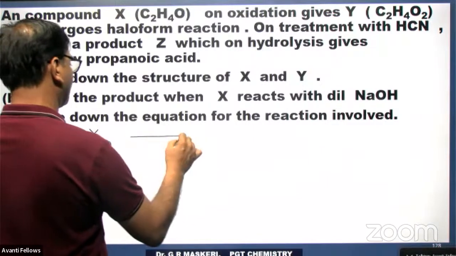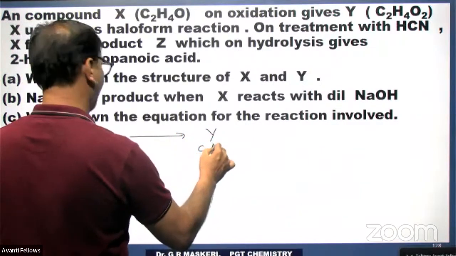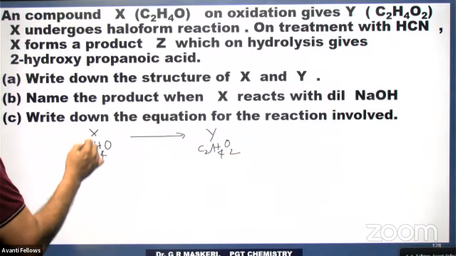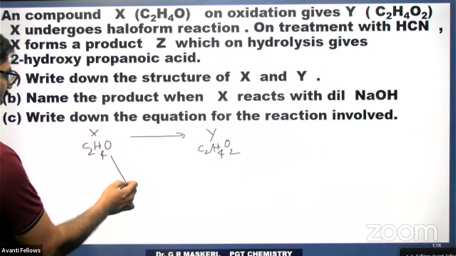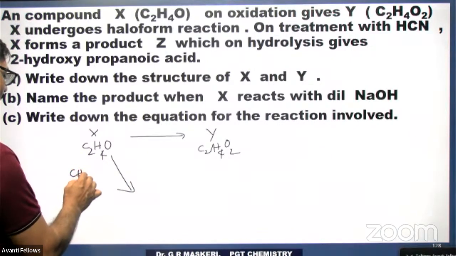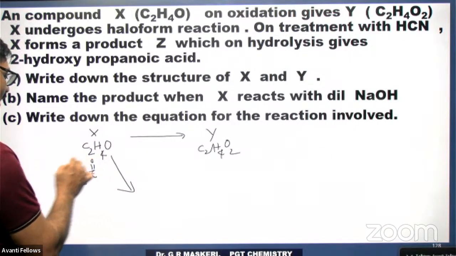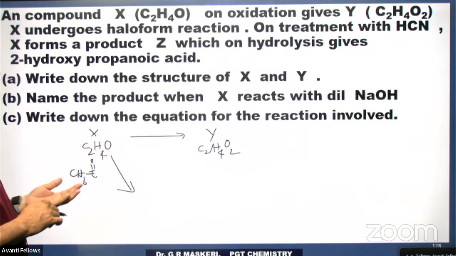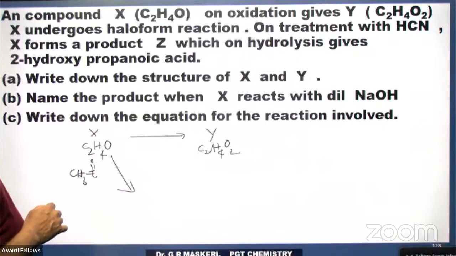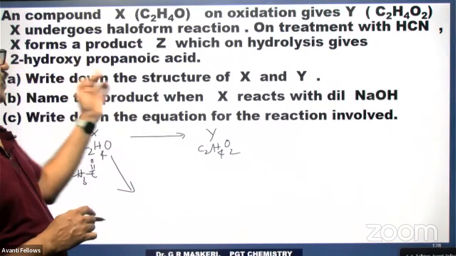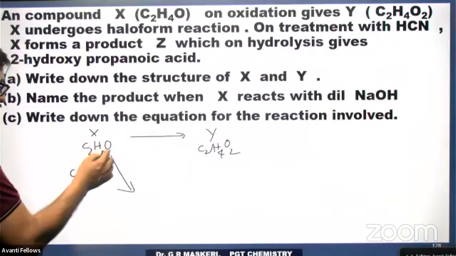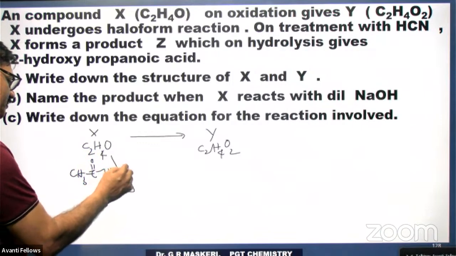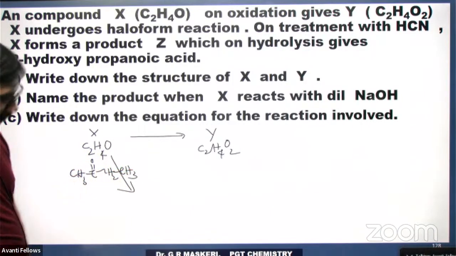X, C2H4O, on oxidation will give Y, C2H4O2, and X undergoes haloform reaction. Haloform reaction means this should have this skeleton. This is the iodoform reaction; with iodine, it undergoes the iodoform reaction. This should have this clue. And on treatment with HCN, X forms the product Z, which on hydrolysis gives 2-hydroxypropanoic acid. So this is more clear now. C2H4O must be of this kind, CH3, CH2.